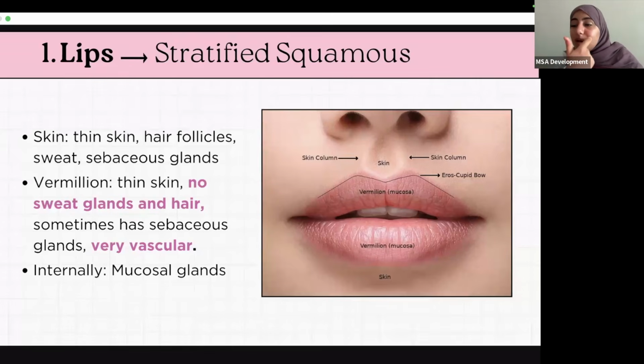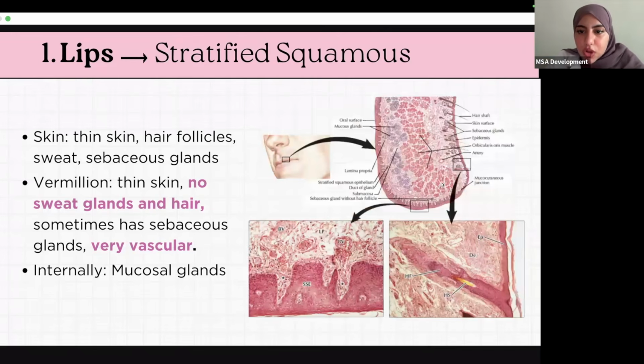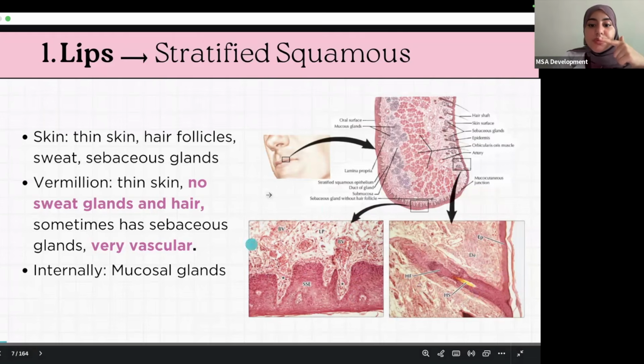In the skin above your lip, you would technically have hair follicles and sweat glands because you usually sweat or grow hair there. Anyone can. Anyways, this is the stratified squamous that I told you about. This is the lamina propria, blood vessels, all that. And this would be the skin above the lip. So this would be probably the vermilion, the pink part, and this would be the skin above it because there's a hair follicle. Okay.